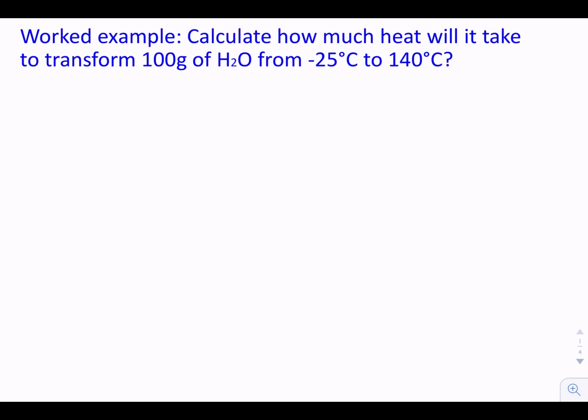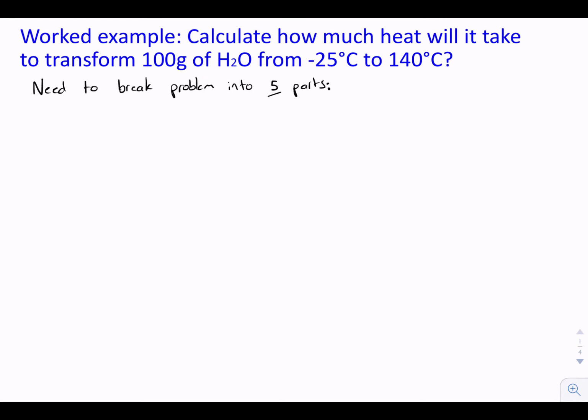Now let's do a worked example. The question is, calculate how much heat it will take to transform 100 grams of H2O from minus 25 °C to 140 °C. To solve this, we'll need to break the problem into 5 parts.